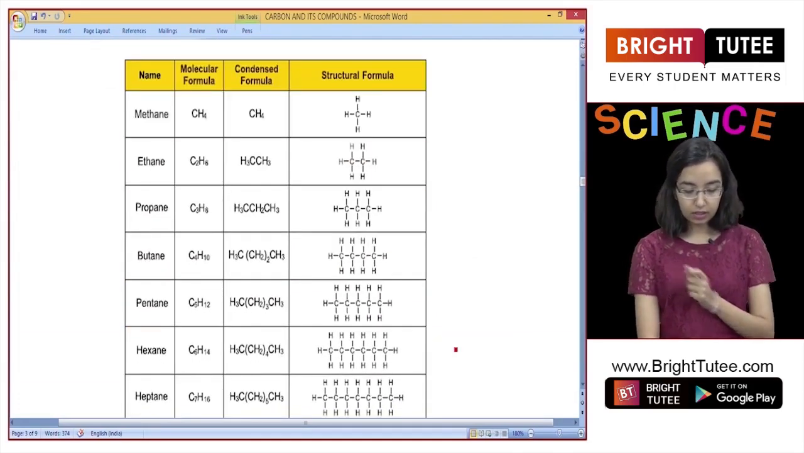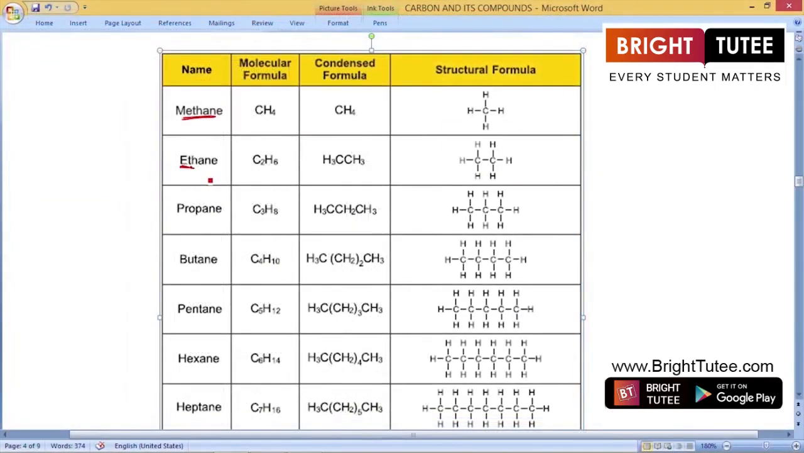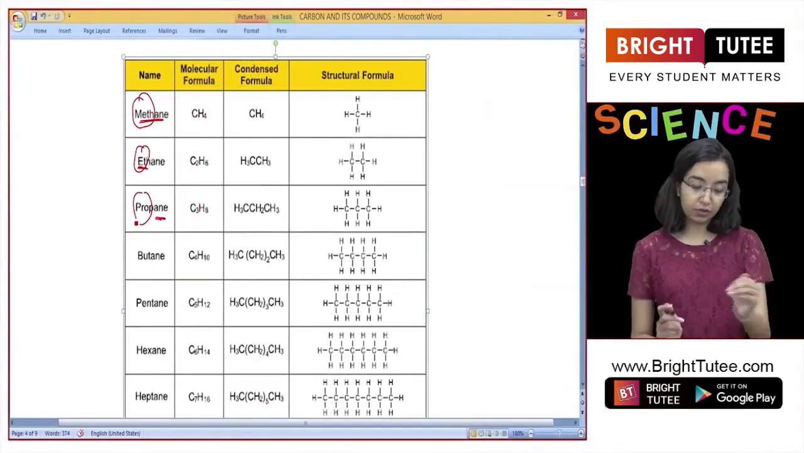And here is the list. When there is only one carbon, it is called methane. When there are 2, it is called ethane. So you remember the prefix. It's meth, it's eth, prop. The -ane will remain constant for all alkanes. So if it is an alkane, then there will be -ane in the end. But the prefix changes based on the number of carbon atoms. So you have to remember these.